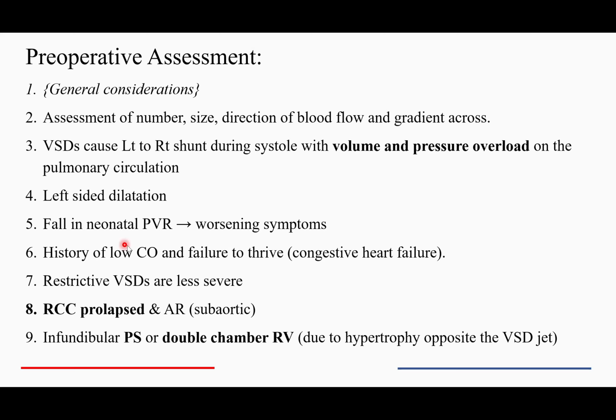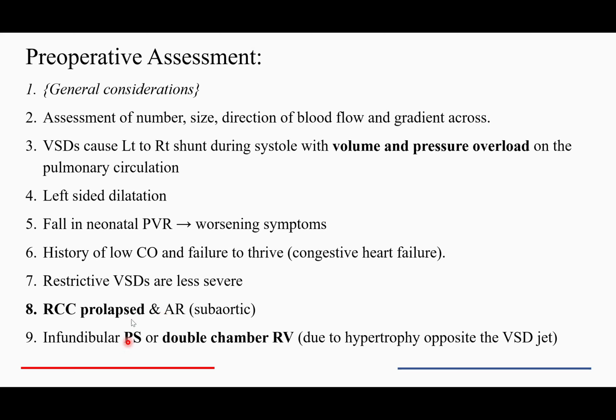Fall in neonatal pulmonary vascular resistance worsens the symptoms. History of low cardiac output and failure to thrive, congestive heart failure. Sometimes these patients don't grow, they become cachectic, and intervention is urgent in these cases, it should not be postponed. Restrictive VSDs are less severe.